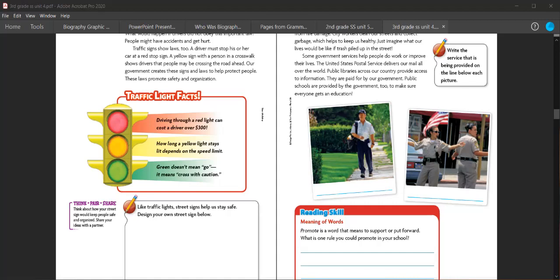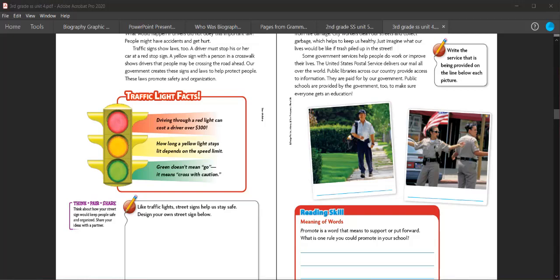If you're going through the light when it's red, you're putting yourself in danger and you're putting the people around you in danger. A yellow light says it stays lit depending on the speed limit. So if it's a much bigger street where cars are allowed to move a lot faster, that yellow light will stay yellow longer to allow those cars enough time to slow down before they have to stop. And then the green light means you can cross, but cross with caution.